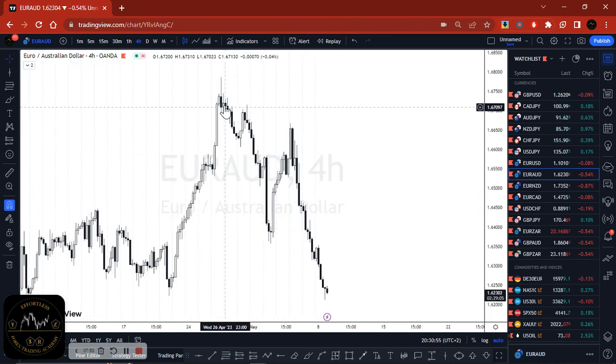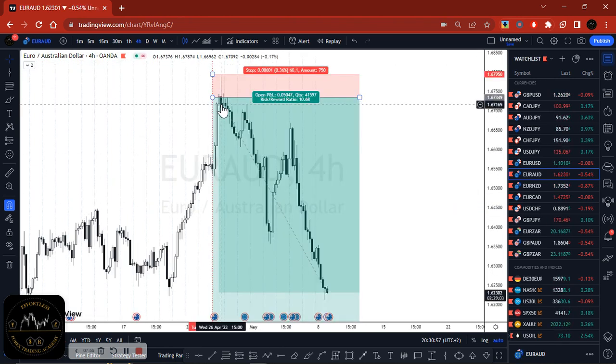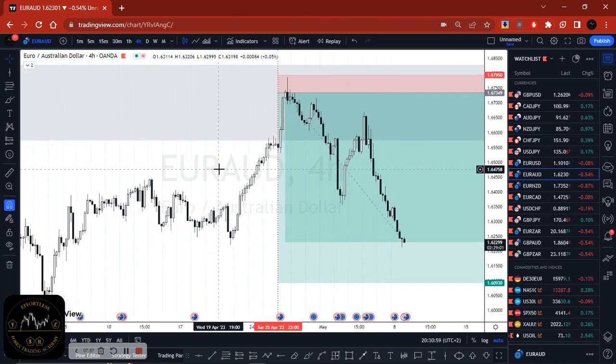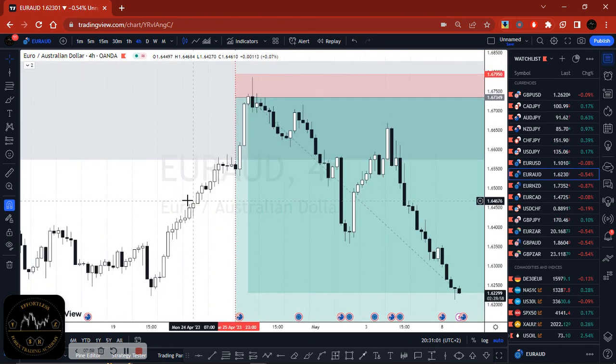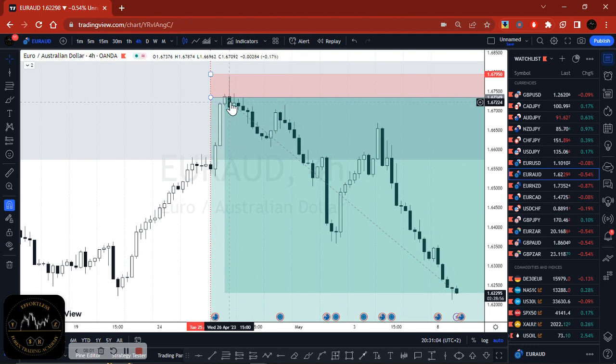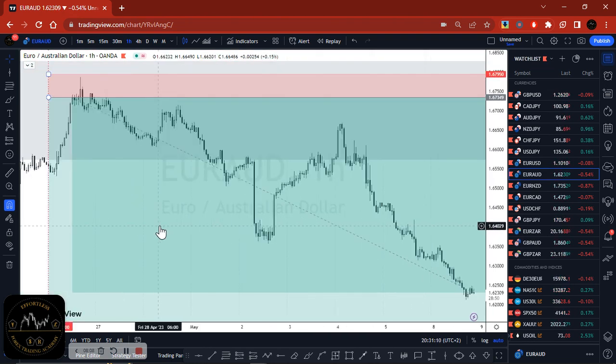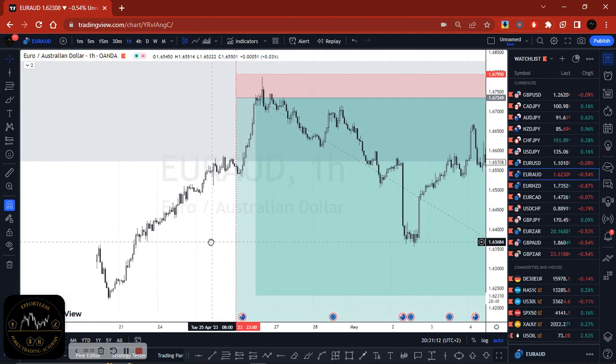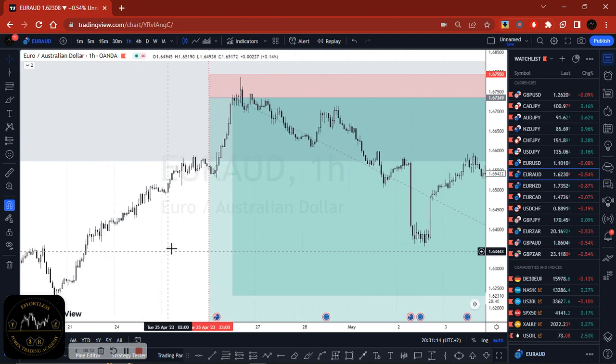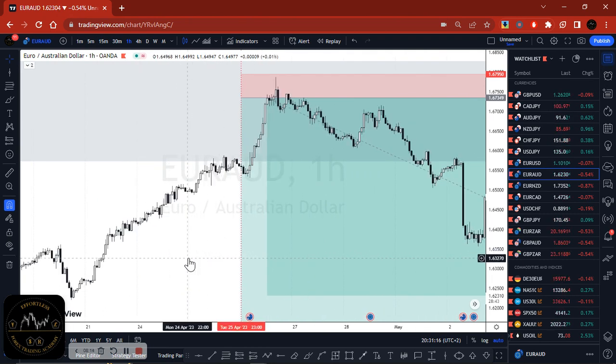So like in this example of Euro AUD, I took my entry based on the 1 hour. But what is also important is that you need to time your entries based on the 4 hour candles. So what do I mean? What do you mean, Sanele, by that? Essentially, what I mean is that there are 4 1-hour candles within a 4 hour candle.